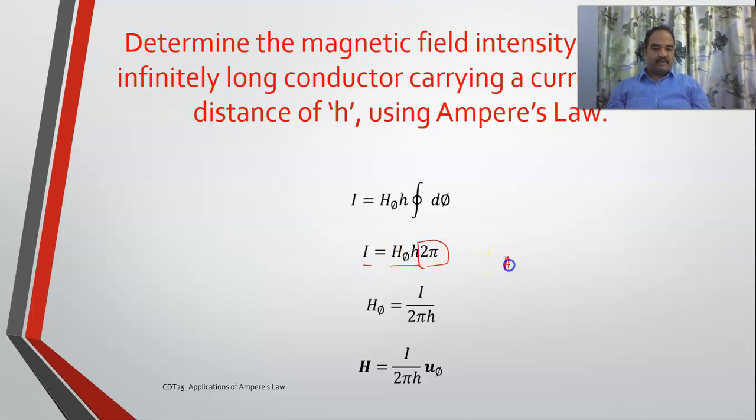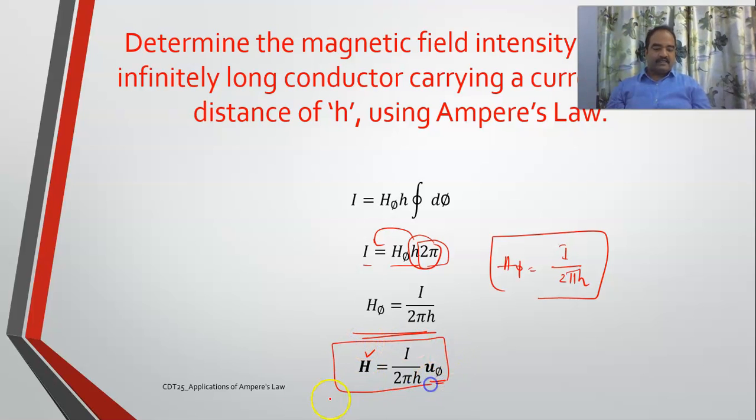So if I want H phi as the subject, I'll send these terms to the other side. If I write it as a vector, it has only a component along the phi direction, so I'll write it like this. This is what we have obtained in other ways also. This is the way we apply Ampere's law to determine the magnetic field intensities.